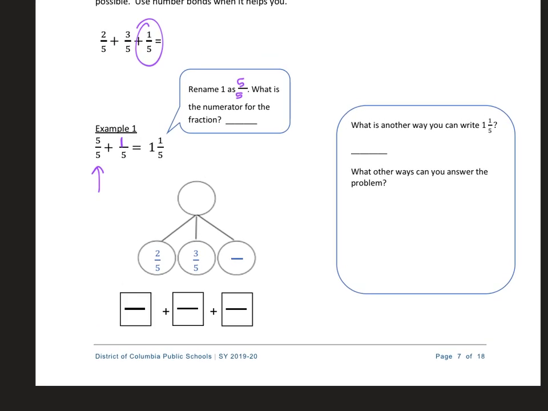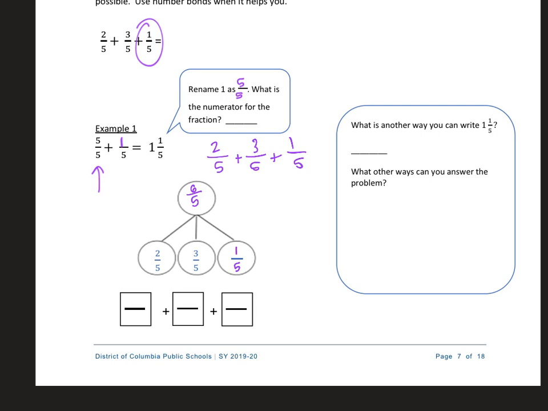So up here now it just has a number bond. So if we have 2/5 plus 3/5 plus 1/5, if we just added those straight across, right? This is 1/5. Then I know that we're going to get a total of 6/5, or you could have said 1 and 1/5. Okay?